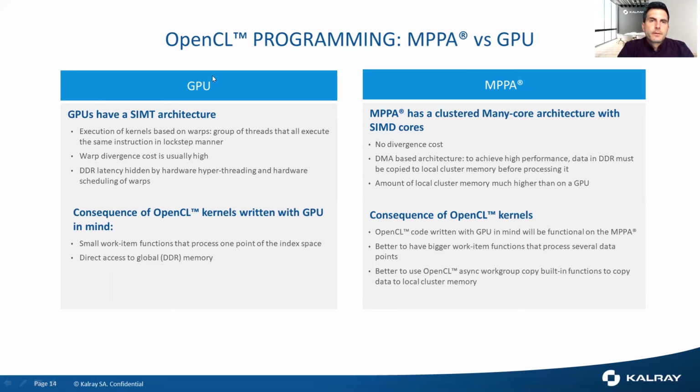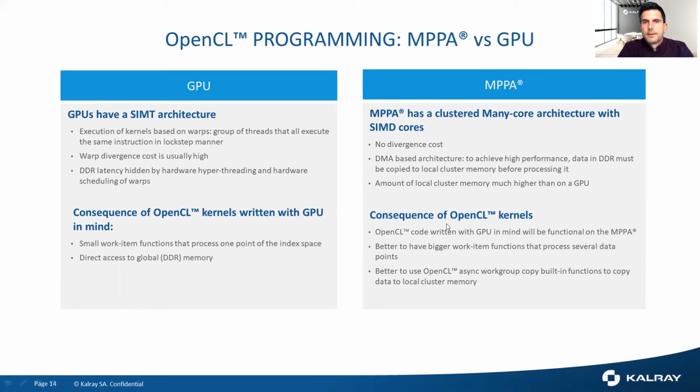Now, if you look at the way a kernel will be written for GPU, usually it will have small work item functions that process one point of the index space, and the kernel function will usually access global variables, data in global memory directly.